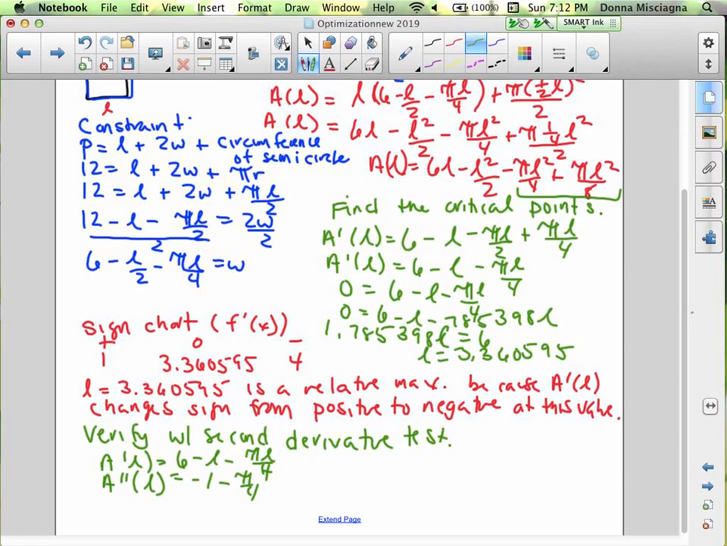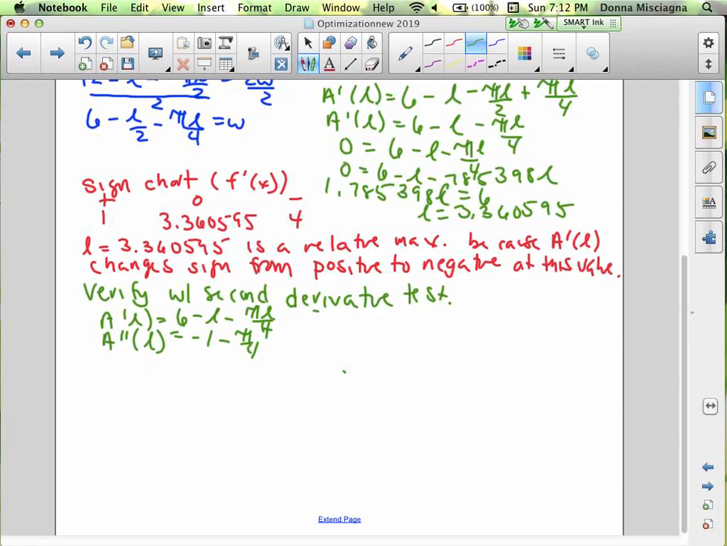number. All right, so let's get a little bit more space. So, since A double prime of that number, because there's nothing to plug into, right? So A double prime of 3.360595 is less than 0.